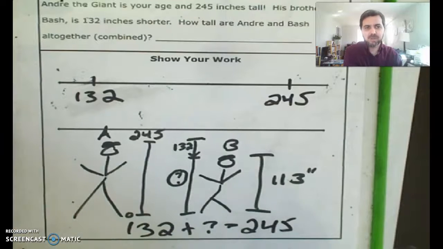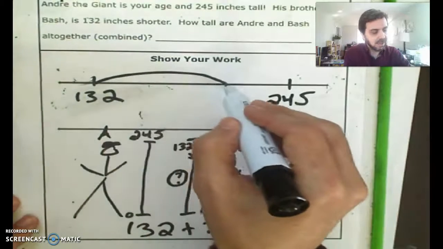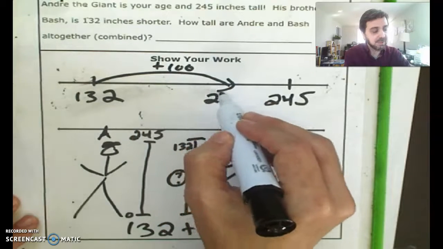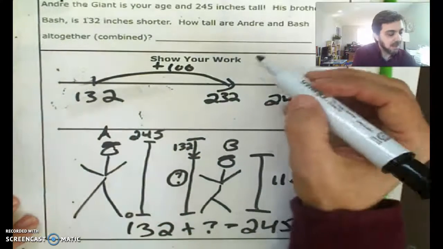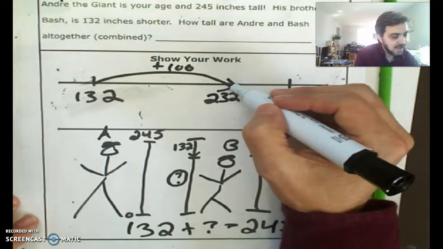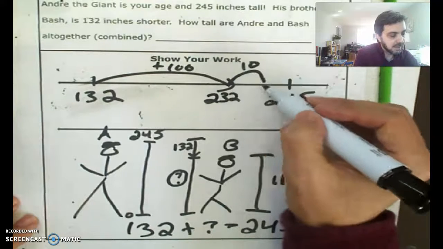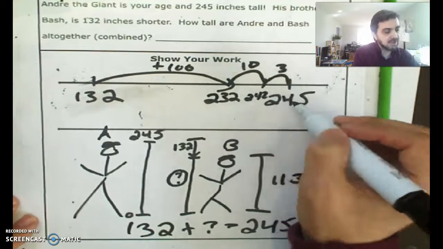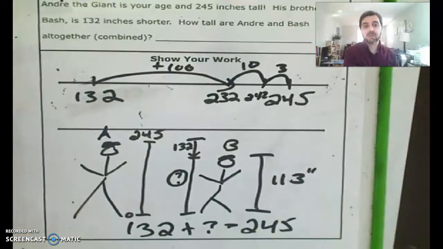You can hop by whatever you want. I'm going to hop by 100. So I'm going to put 100 here. That gets me to 232. All right, then I'm going to hop by, let's say, just 10 more. And that gets me to 242. And then 3 more gets me to 245. So I hopped 113, and that's in fact the answer. Okay? All right, so you have a word problem to do.